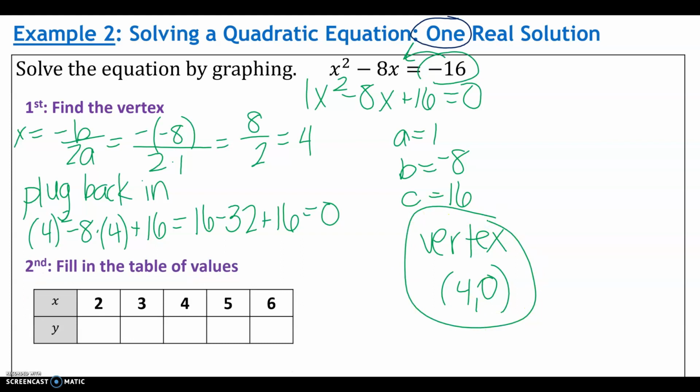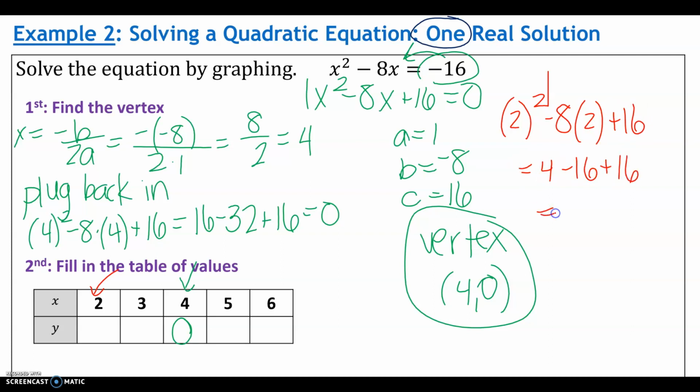Now we have our table of values. So when x was 4, if you see right here, our y was 0. So let's plug in the rest of these. So let's try 2. So I'll do it over here. So we got 2 squared, and then we got 8 times 2 plus 16. We got 4 minus 16 plus 16. Follow PEMDAS, and it looks like you get a 4. So there's your 4. And now, again, I'll just do the rest for you. This is a 1. That's a 1. That's a 4. So here are points that we're going to plug in.